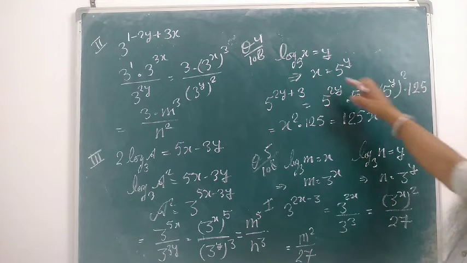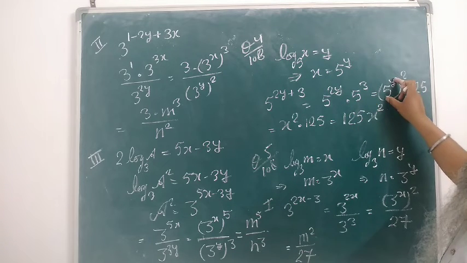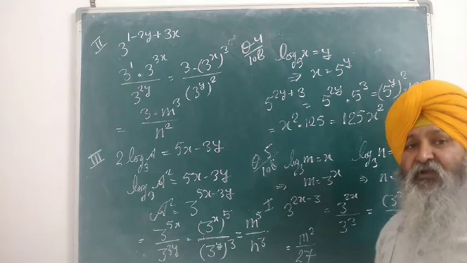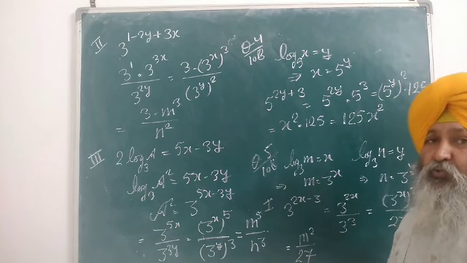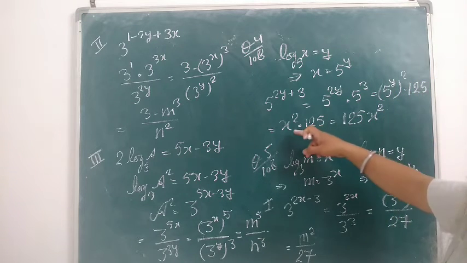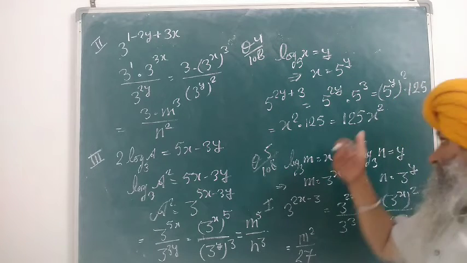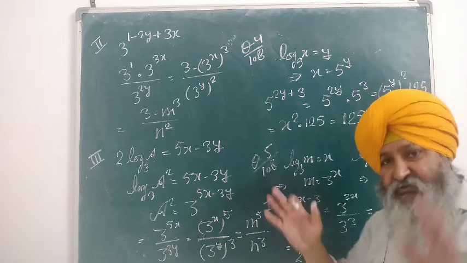Now then I remembered, 5 raised to power y is x. So if I write x here, it will become x square into 125. And normally what we do is write numbers first and the powers later, so 125 comes forward and x square later. If you leave it here also, there is nothing wrong. That is the standard shape, but that is also right.